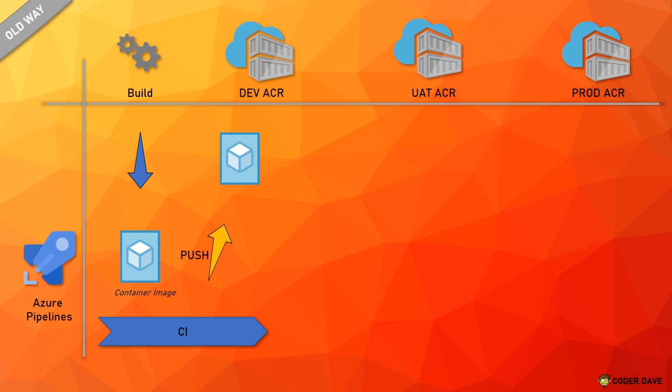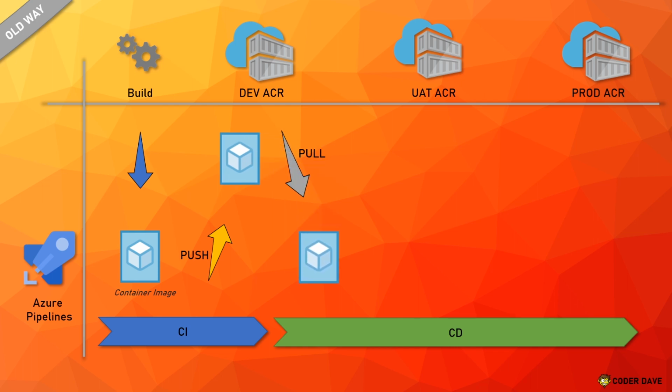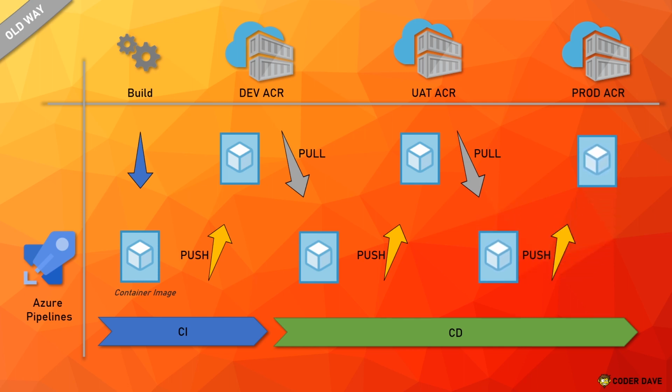Then, when you want to go to UAT, your CD process will come into the picture and will need to pull the container image from the development container registry and then repush it to UAT. And same thing when you want to go to production, you'll have to pull it from the UAT container registry and finally push it to production.